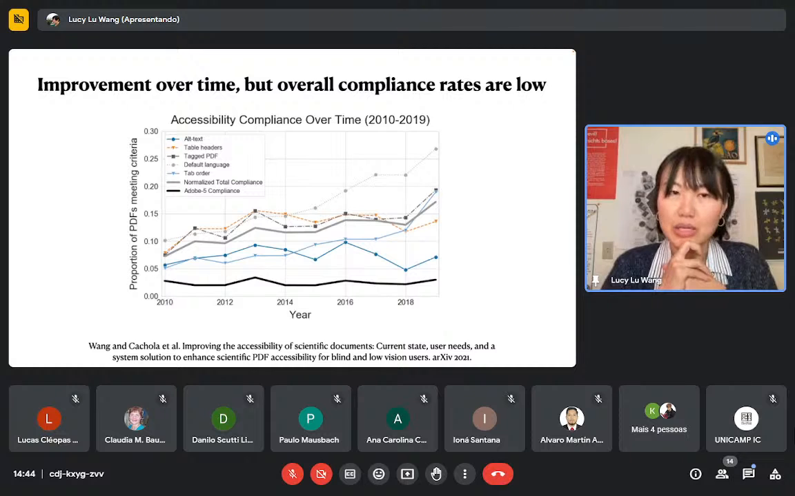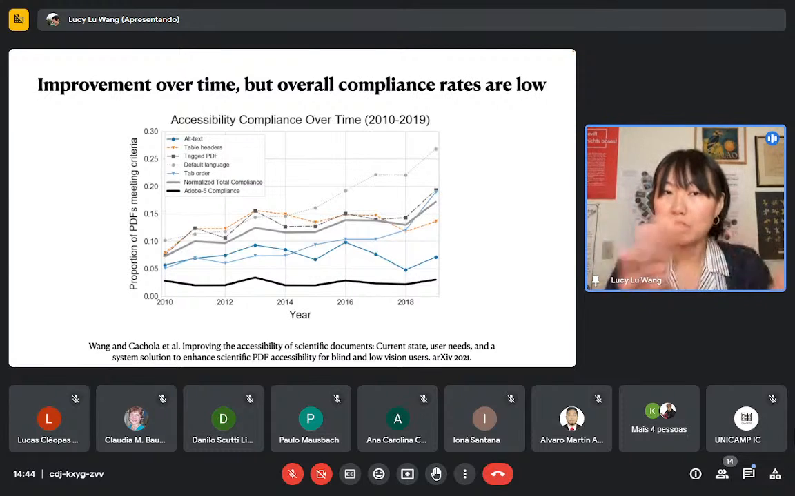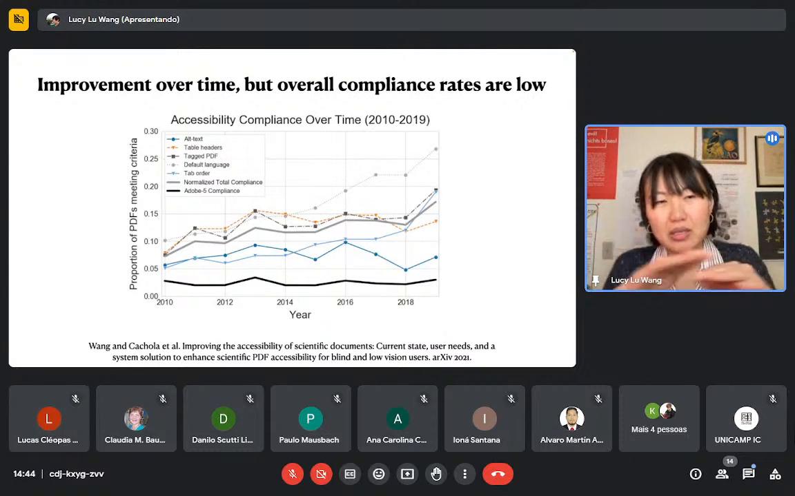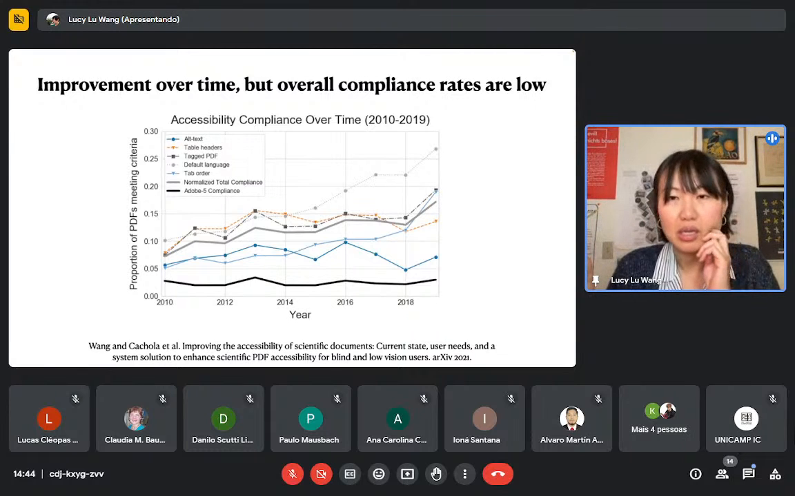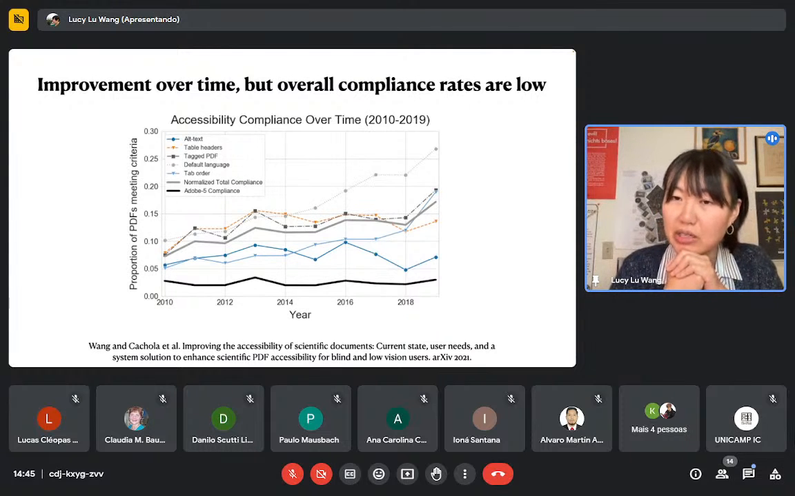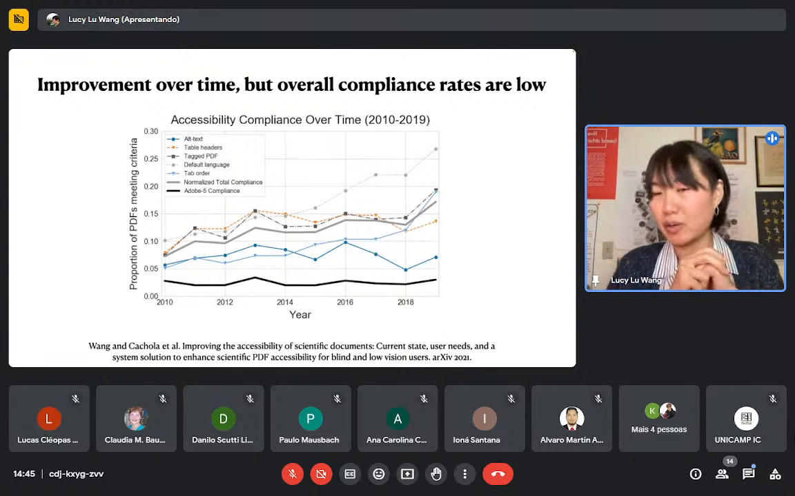So in our analysis, we also looked at how accessibility compliance changed over time. And we found that there was some modest improvement over time for some of these criteria, but that the overall average compliance rate was still quite low at around 15% in 2020-ish. And then the rate of meeting all 5 criteria we assessed was pretty constant over the years. So somewhere around a baseline level, about 2.5%.